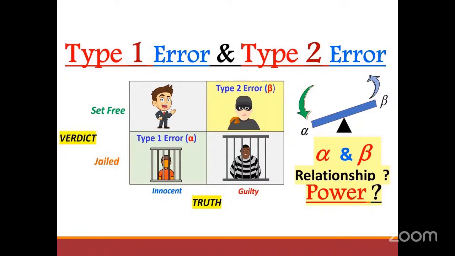So always we should minimize the type 1 error. We should not give punishment to someone who is not guilty. So in any statistical analysis, always try to reduce the type 1 error. After that, try to reduce the type 2 error. And the two are interlinked. Next slide.